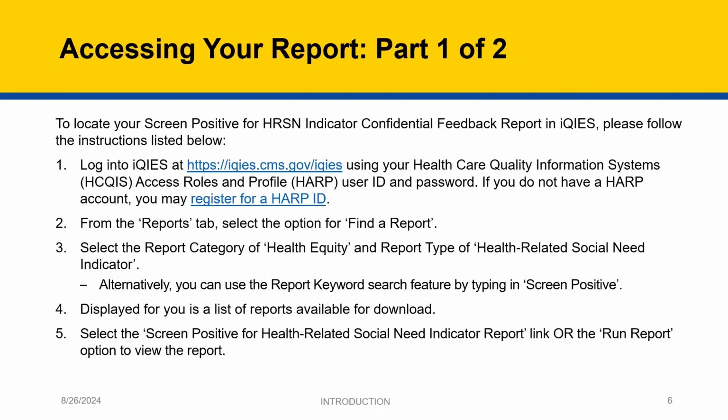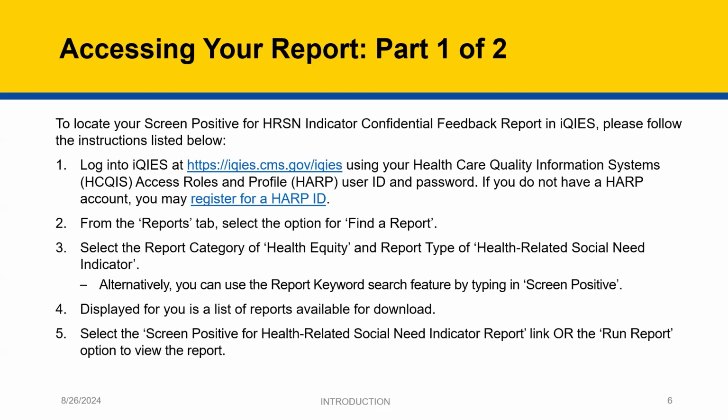We will now go through the steps to access your Screen Positive for Health-Related Social Needs Indicator Confidential Feedback Report. This is a provider-generated report, as follows. First, log into iQIES using your Healthcare Quality Information System Access Roles and Profile, or HARP, credentials. If you do not have a HARP account, you may register for it using the link listed here. Then, from the Reports tab, select the option for Find a Report.